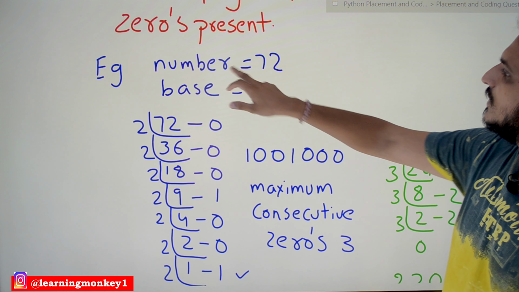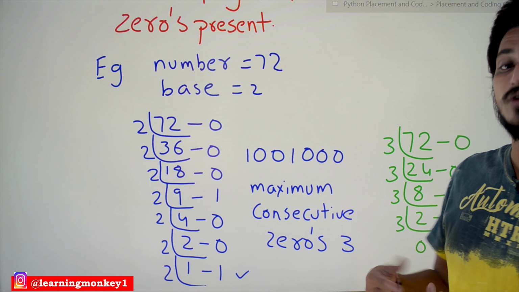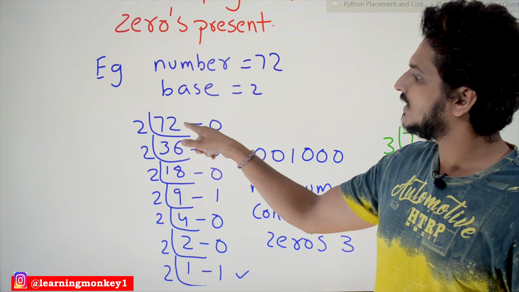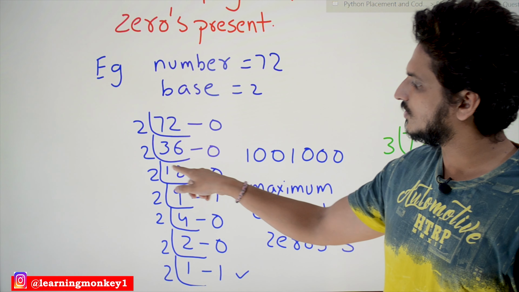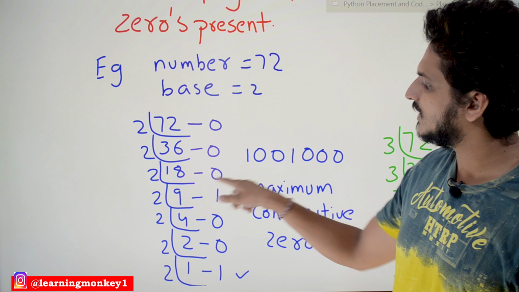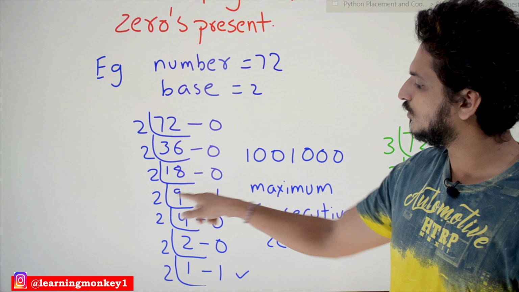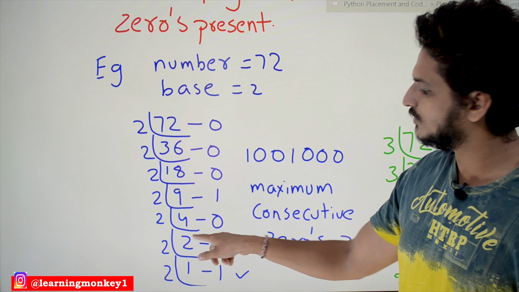So let's take the number 72 and base 2. How to convert into a base 2 number? We divide 72 by 2. 36 is the answer, and the remainder value is 0. 36 divided by 2, remainder is 0. 18 divided by 2, remainder is 0. 9 divided by 2, remainder is 1. 4 divided by 2, like that, until the number becomes 0, we have to divide it by 2.